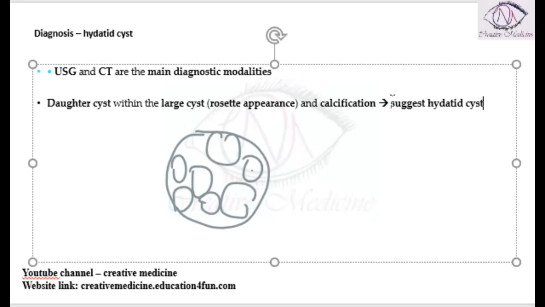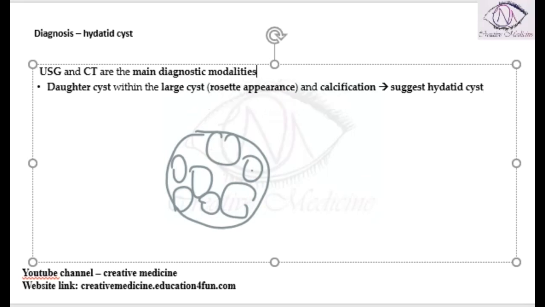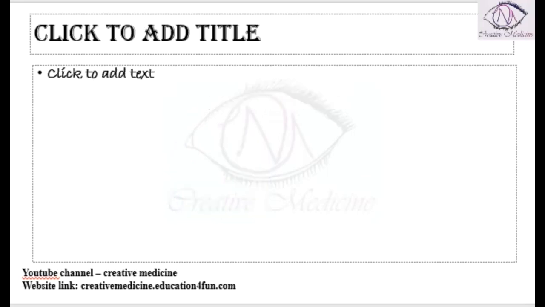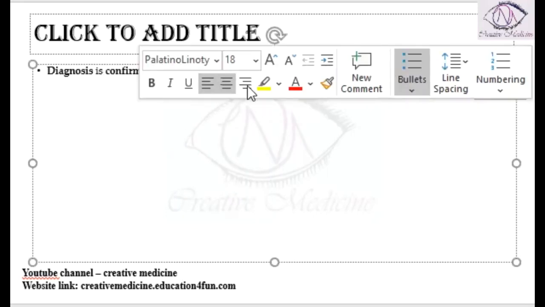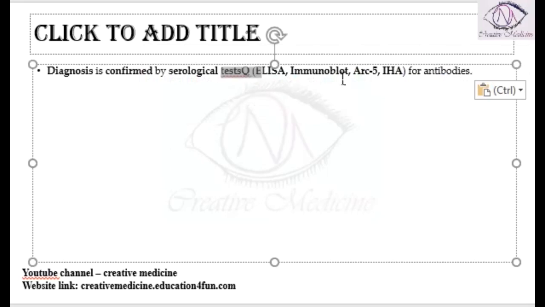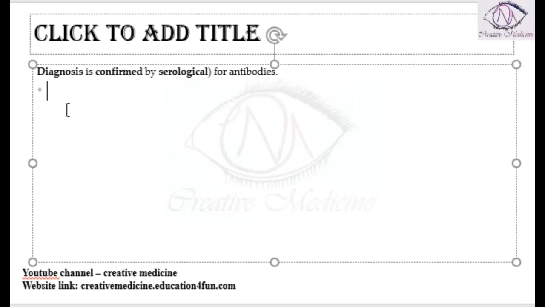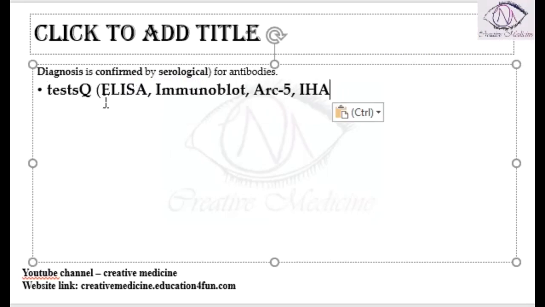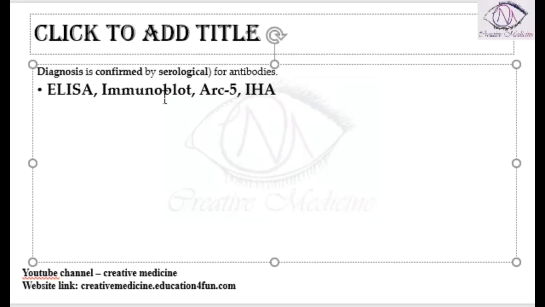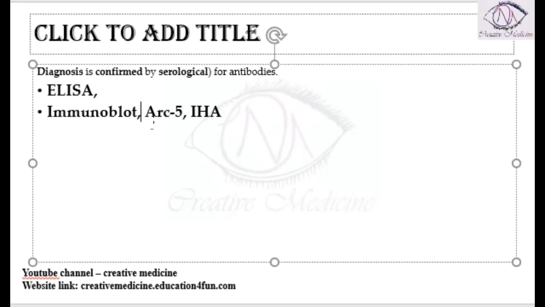Once you have seen this on ultrasonography and CT scan, then for confirmation of diagnosis, you should do a serological test. The serological test is by antibody test, other tests which are done for confirmation of the hydatid cyst. So, what serological tests can you do? ELISA can be done as a serological test, or immunoblot for antibodies or for ARC5.